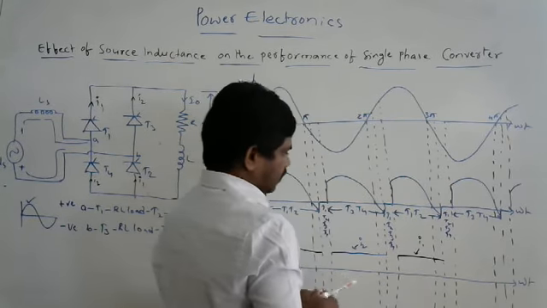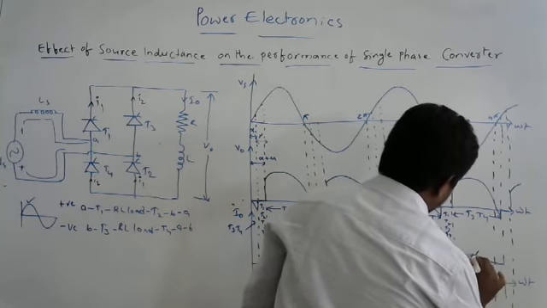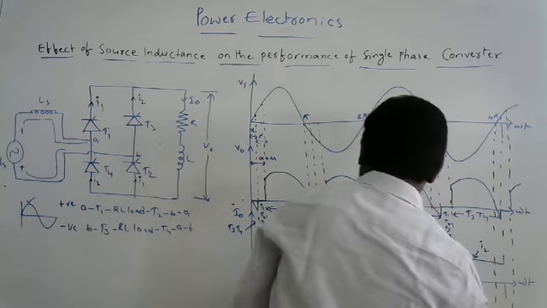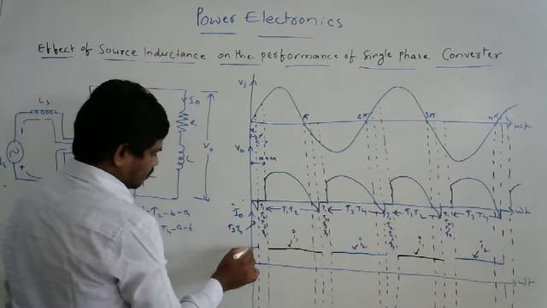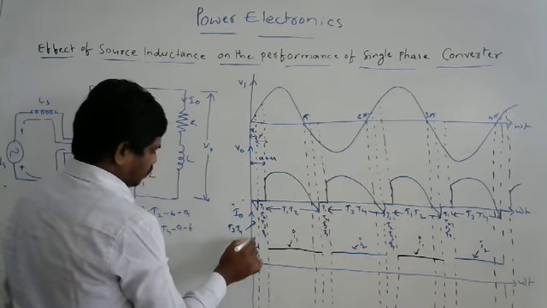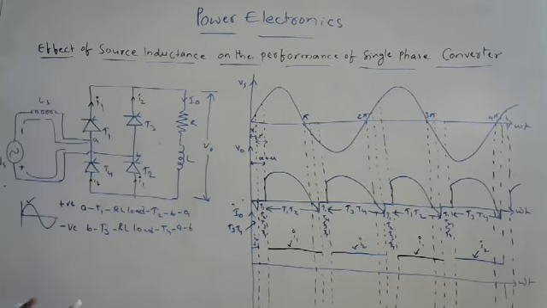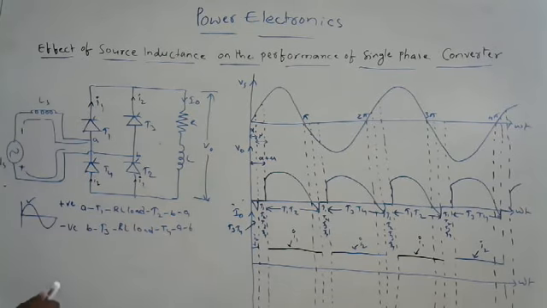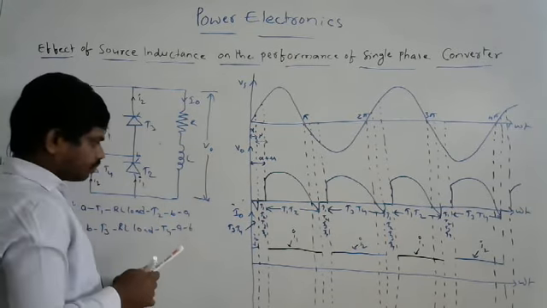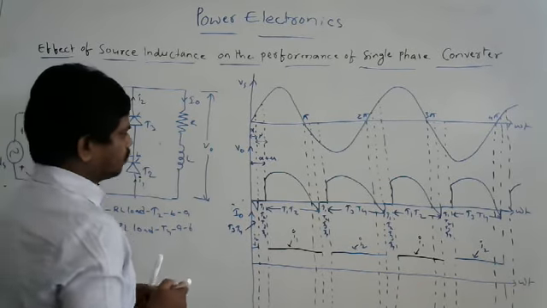Next, whenever T3 T4 conducts, current is I2. Right? Then here also same thing. This is I2, if I am not wrong. Then what happened in case of overlap angle? That's very important in this connection, in this effect of source inductance.